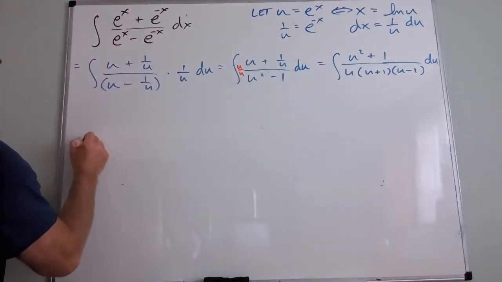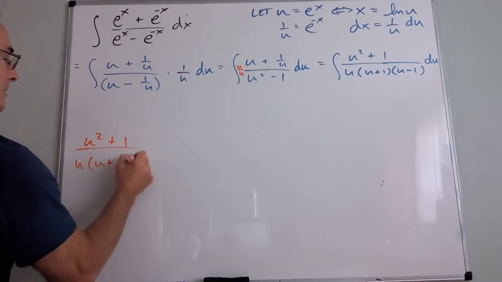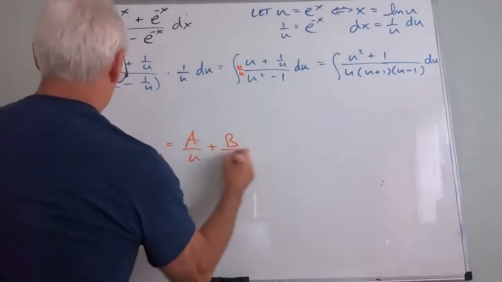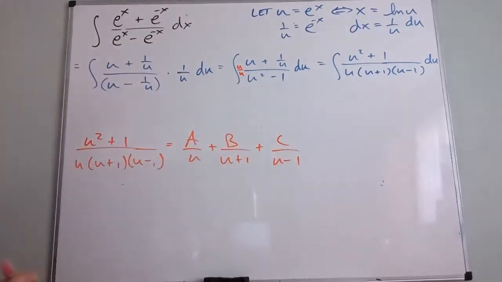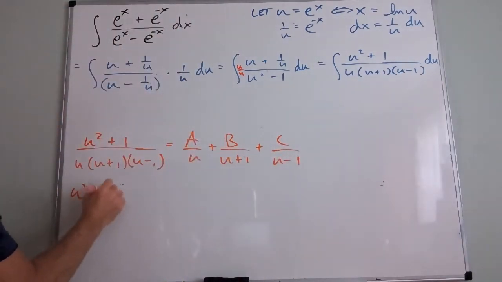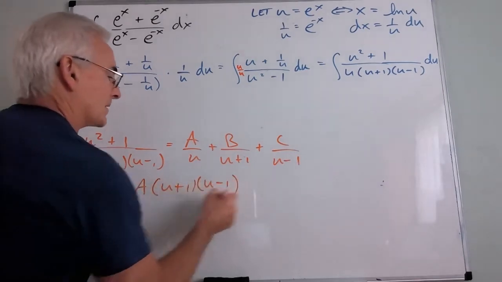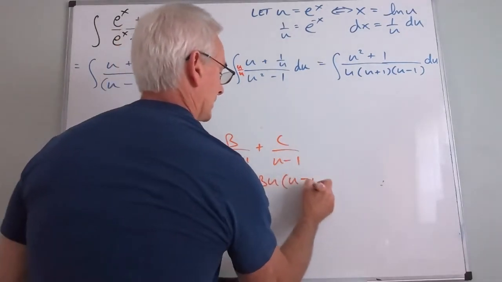So let's set this up. u squared plus 1 over u plus 1, u minus 1 is a over u, plus b over u plus 1, plus c over u minus 1. So when I multiply through, again, unless we make an arithmetic error, this should not be a difficult manipulation.